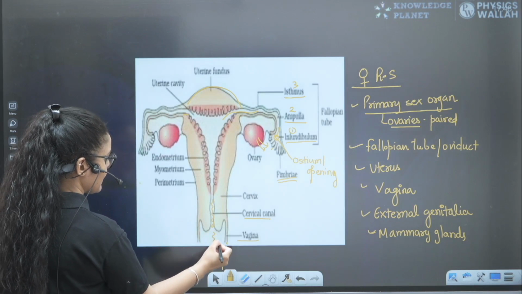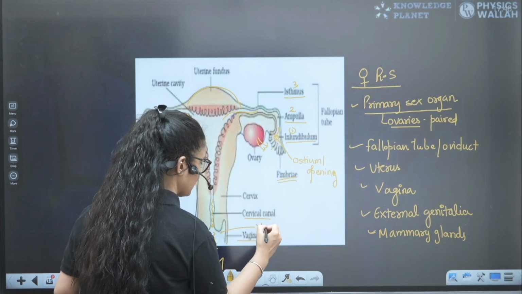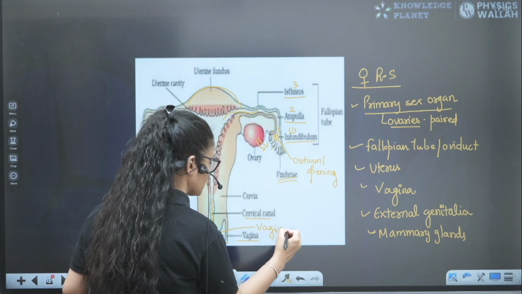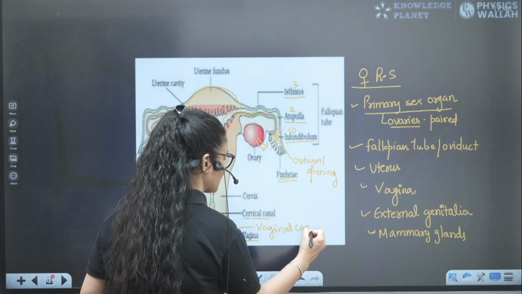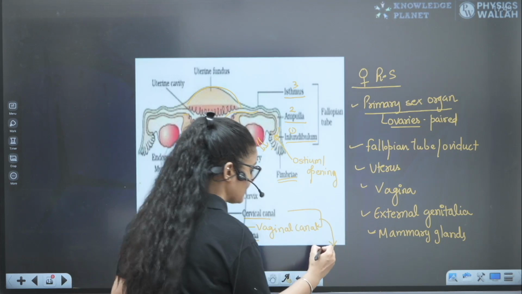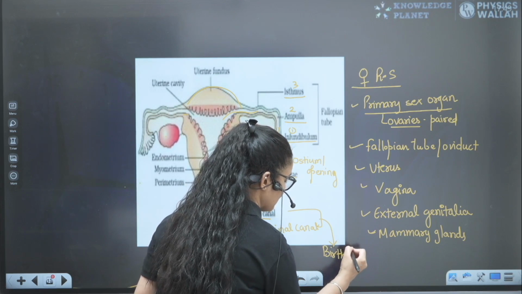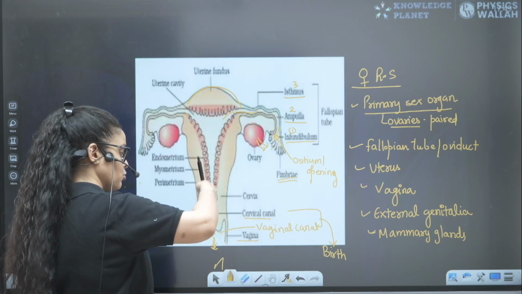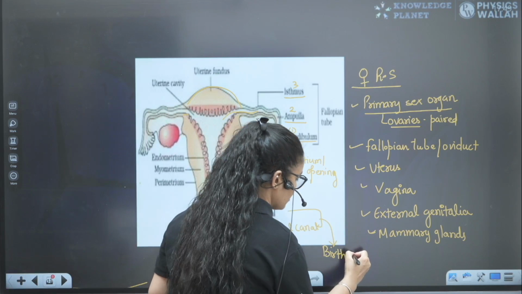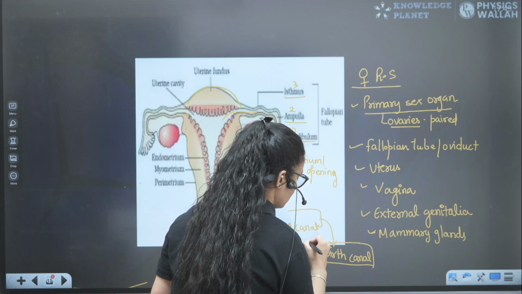The cervical canal and the canal of vagina together are known as the birth canal, because the baby is delivered out from this passage, right? So we call it the birth canal. Why? Because delivery happens, or basically the baby passes through this particular canal only. So that's why together it is known as the birth canal. NEET question. So you have to remember this.